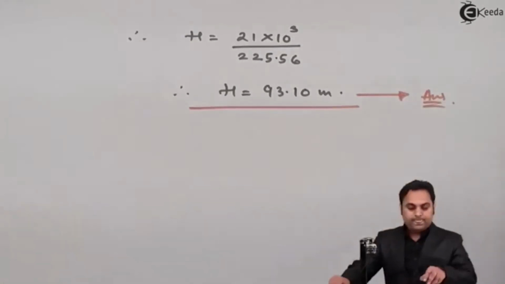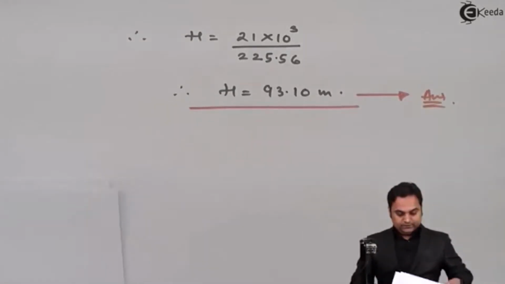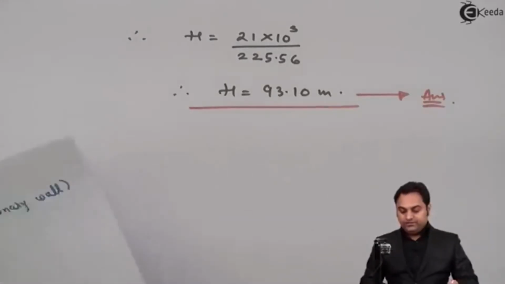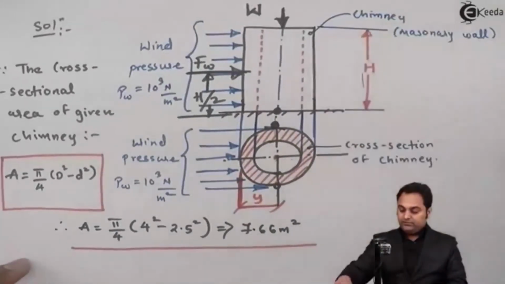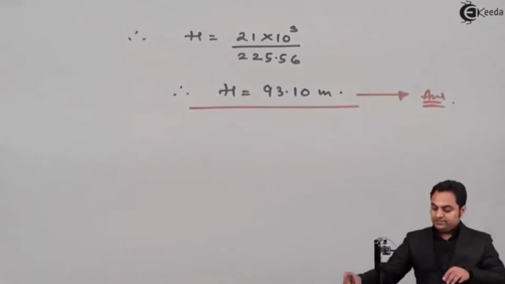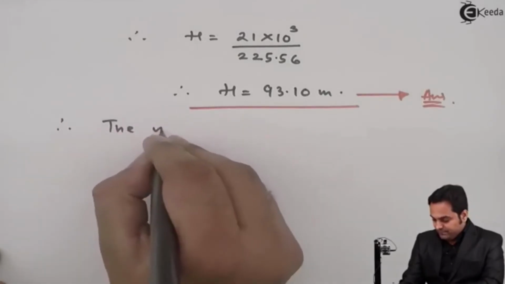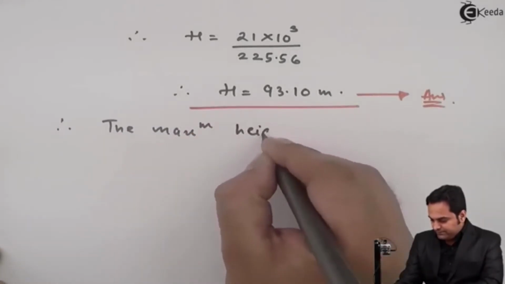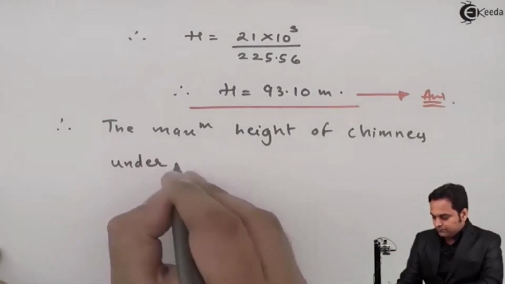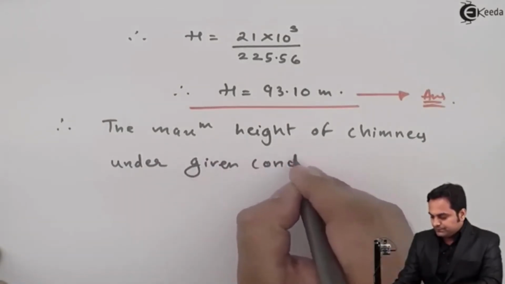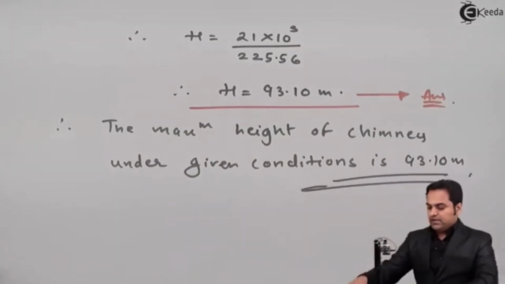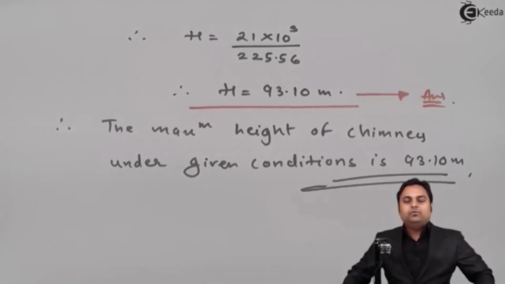So this is the answer. Now, as mentioned in the question, for the conditions given, calculate the maximum height of chimney. It is 93.10 meter. So I can say that therefore the maximum height of chimney under given conditions is 93.10 meter. And once we have found out this value, we can say that the problem has been completed.